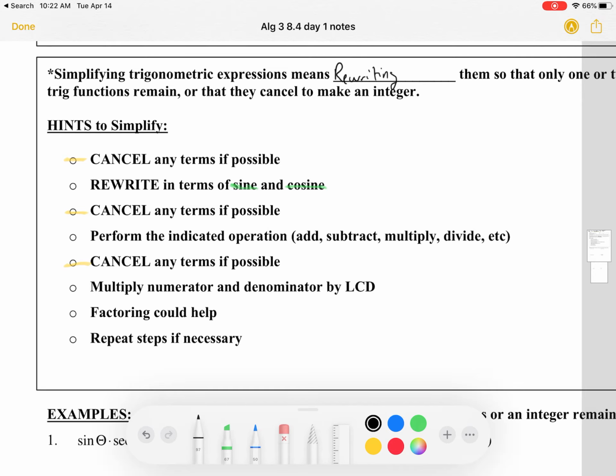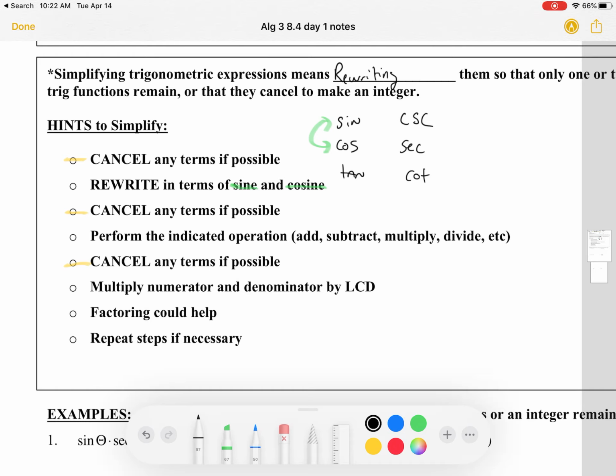Why sine and cosine? Well, here are our trig functions. We have sine, cosine, tangent. After sine, cosine, and tangent, what else do we have? Well, we have cotangent, secant, and cosecant.